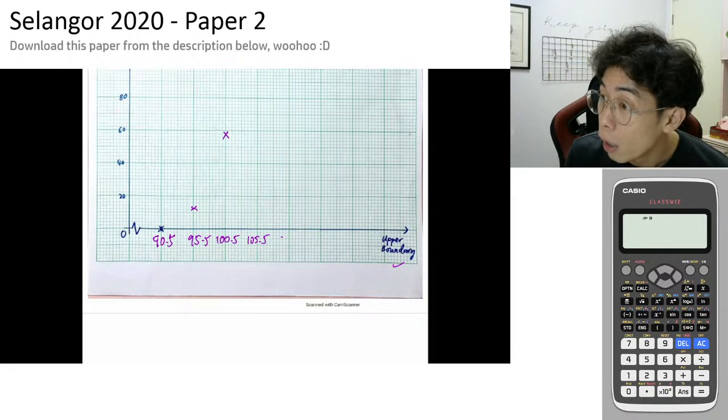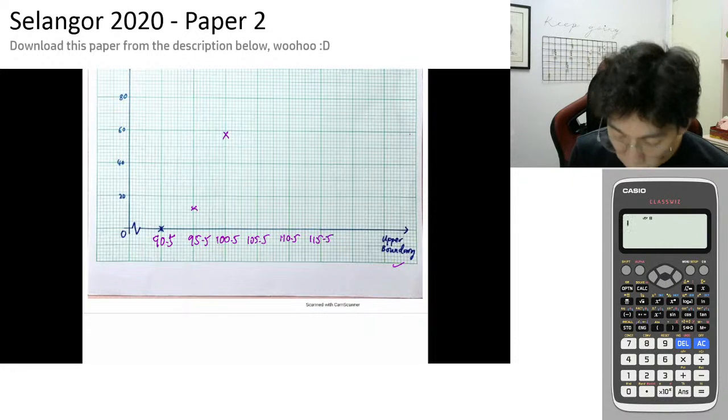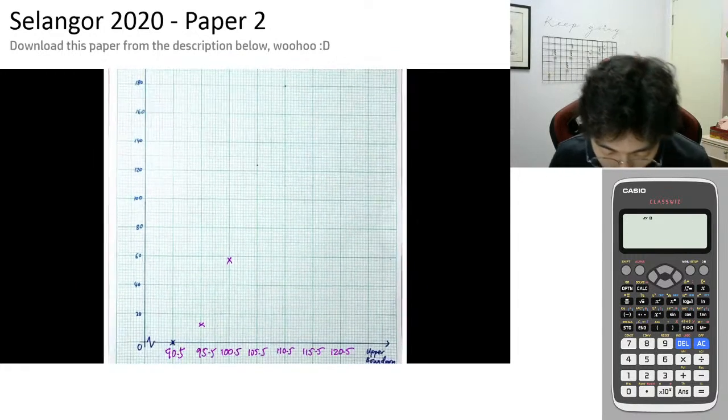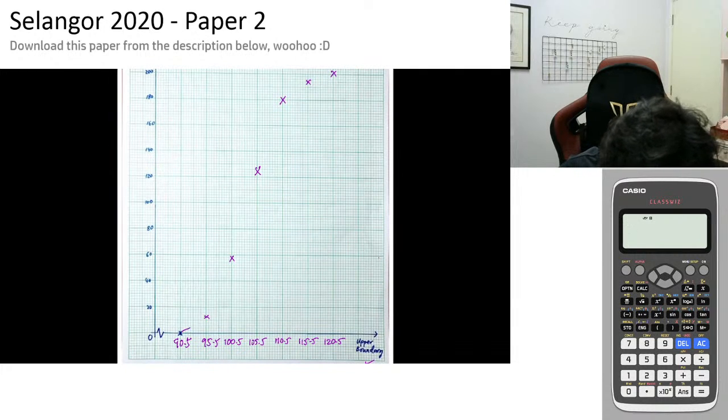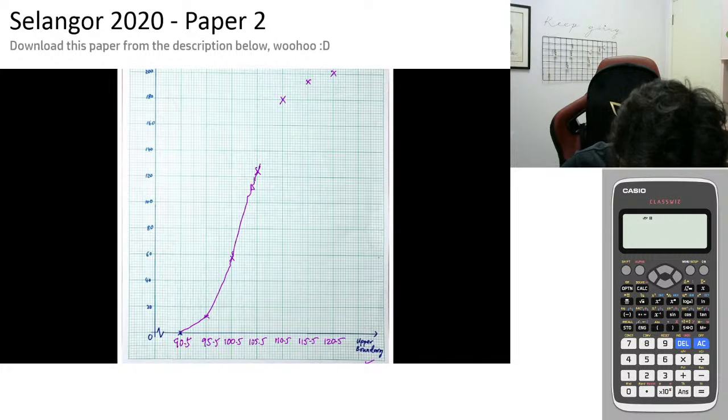Then after that, 110.5, 115.5, 120.5. So you will get all the relevant ones. You see I put the crosses nicely for you already, and then you just connect them using freehand. This is the Ogive. I repeat, because I'm using an iPad, it's a bit hard for me to draw it very smoothly.